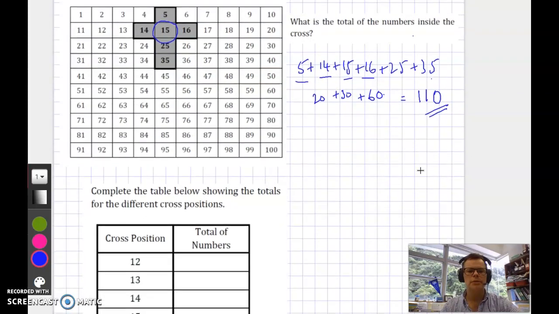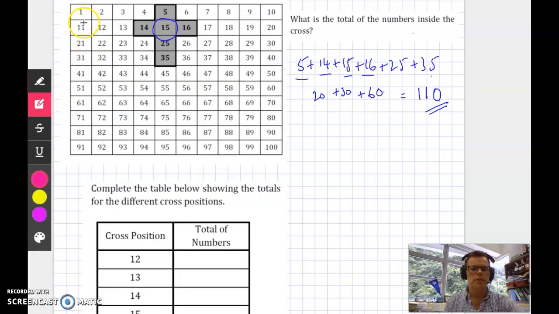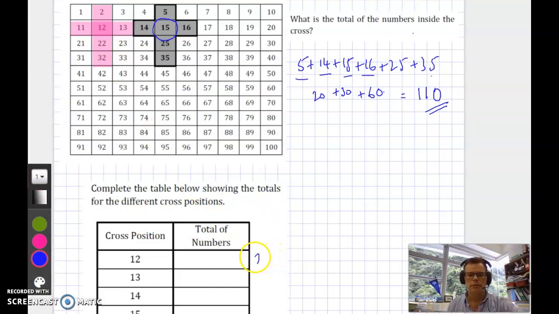Moving down, you can see that we've got a cross position of 12 to do next. So if I look at where 12 would be, cross position 12 would be right here. There we are, there's cross position 12. And you're finding the sum of these numbers. You could, again, just go for 2 plus 11 plus 12 plus 13 plus 22 plus 32. Think of clever ways to add them together, or you may just add them together in columns or whichever way you want to, but the total of those numbers is 92.